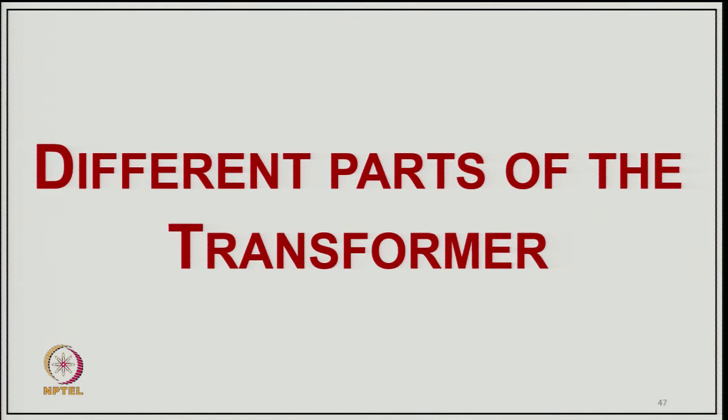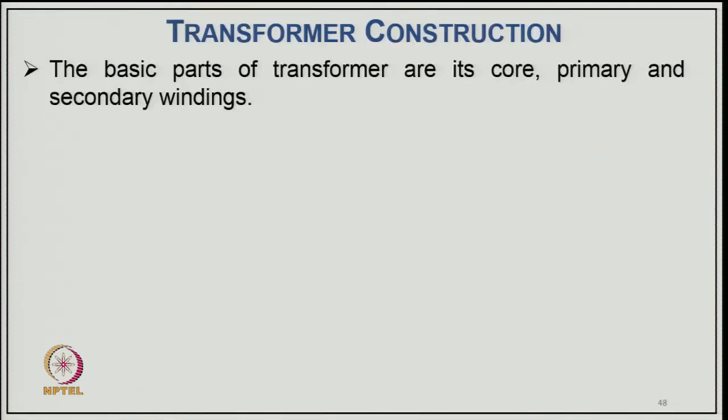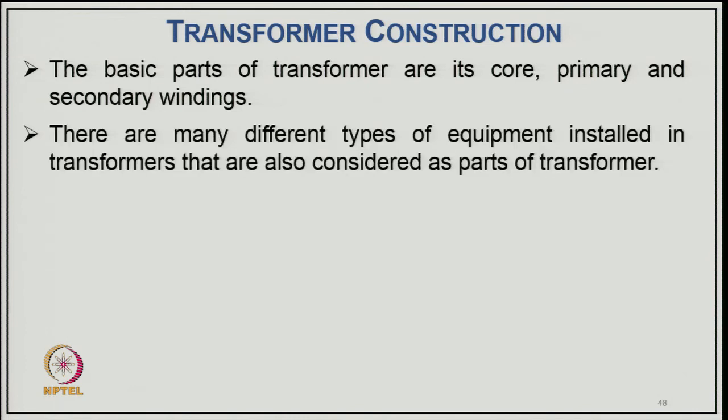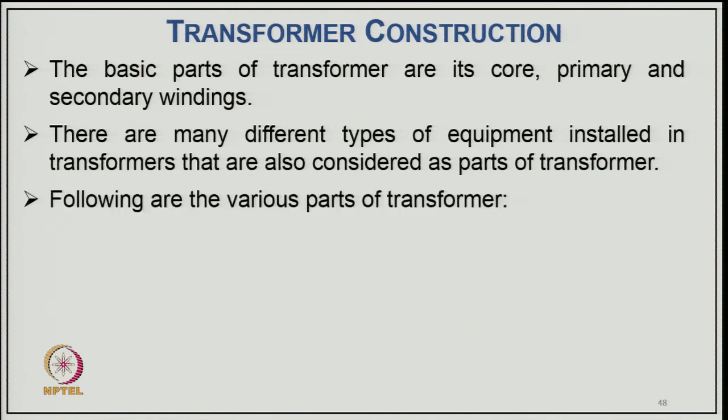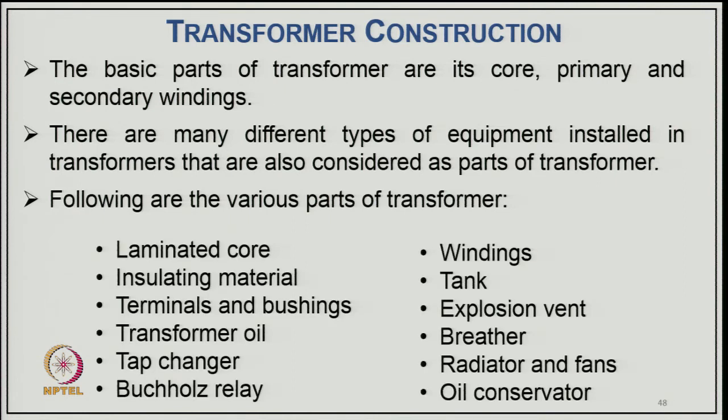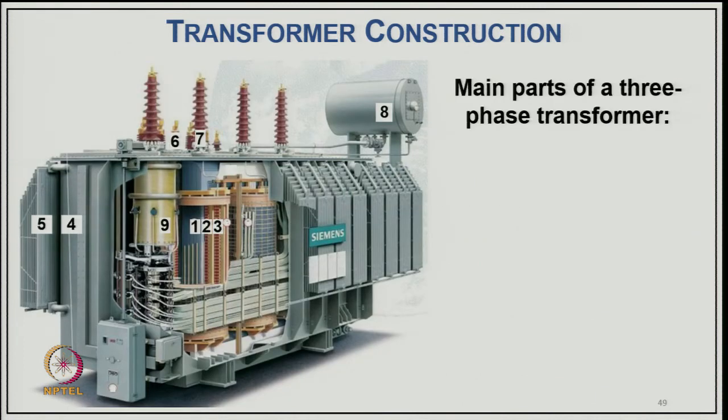So, now coming to the different parts of the practical physical transformer, the basic parts of the transformer are its core, primary and secondary winding. There are many different types of equipment installed in the transformer that are also considered as part of the transformer. Following are the various parts of the transformer: laminated core, insulating material, terminals and bushing, transformer oil, tap changer, Buchholz relay, winding, tank, explosion vent, breather, radiator and fans, and oil conservator. And this is the practical transformer where all the parts are mentioned here. I mean, starting from the core, then you have the winding, conservator.